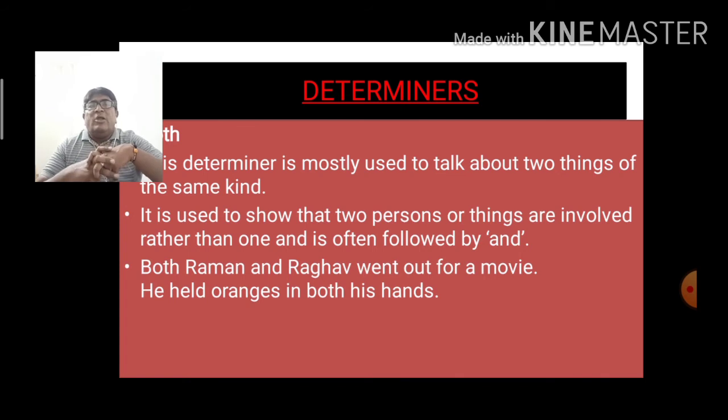For example, both Raman and Raghav went out for a movie. The next is: he held oranges in both his hands. So both is a determiner used to talk about two things of the same kind. We have to use both as a determiner.